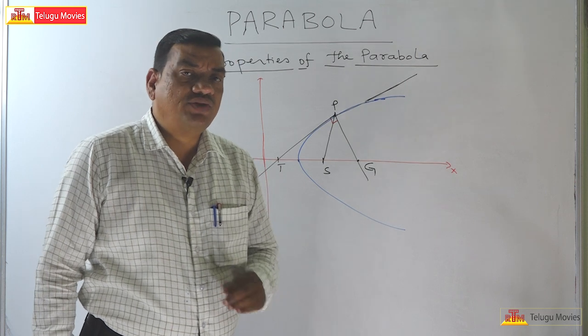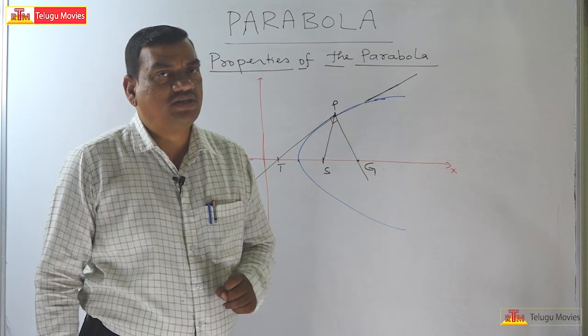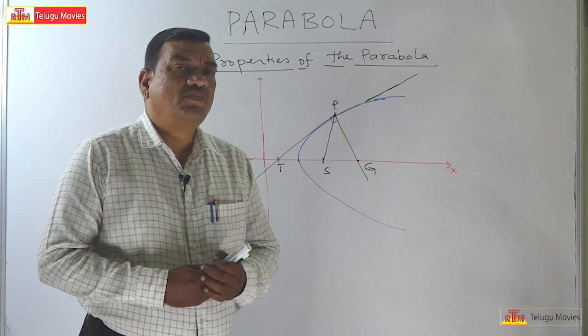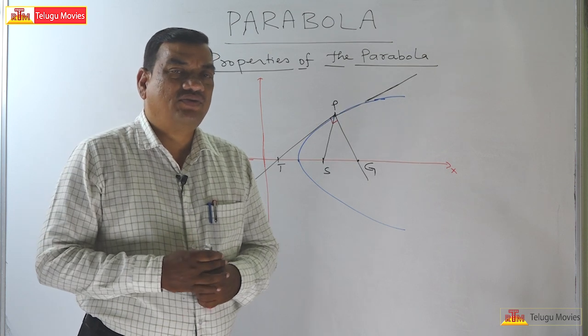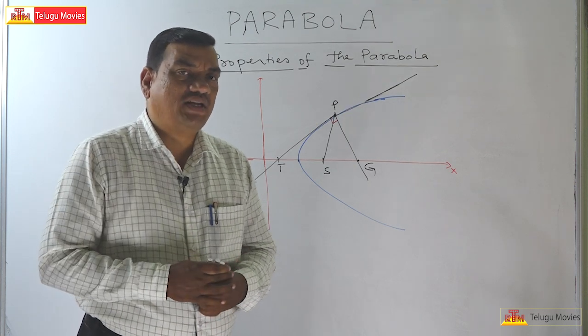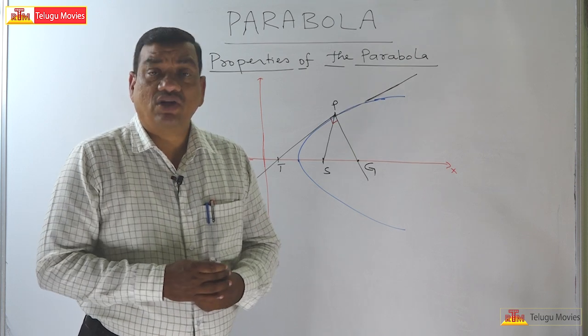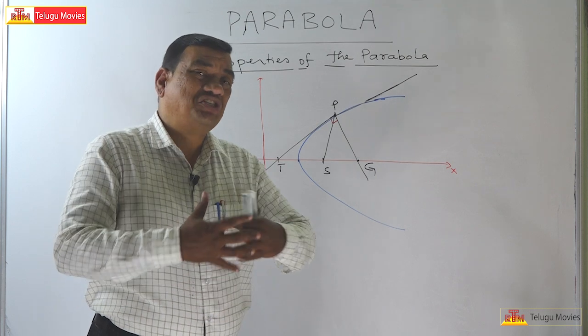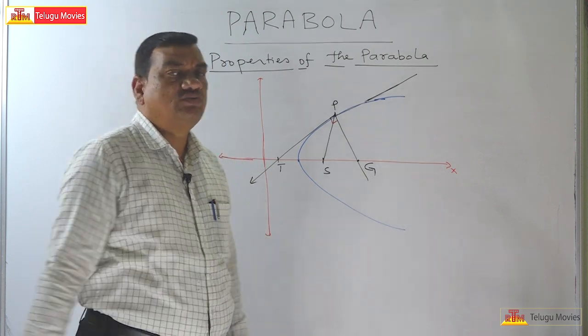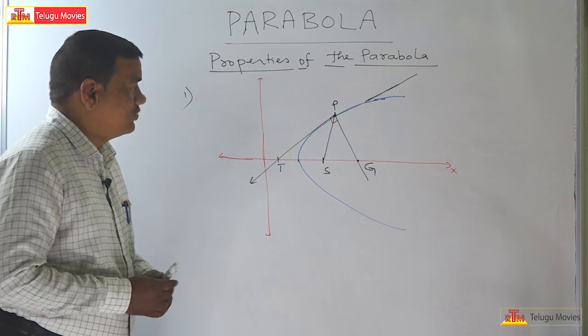Sometimes, if you do not know the correct properties, we will go through the problem in a long way. That means, if you know the correct property results, we will solve the problems within a short time. Otherwise, you have to do it as a long process. Let us see one type of property, very useful.